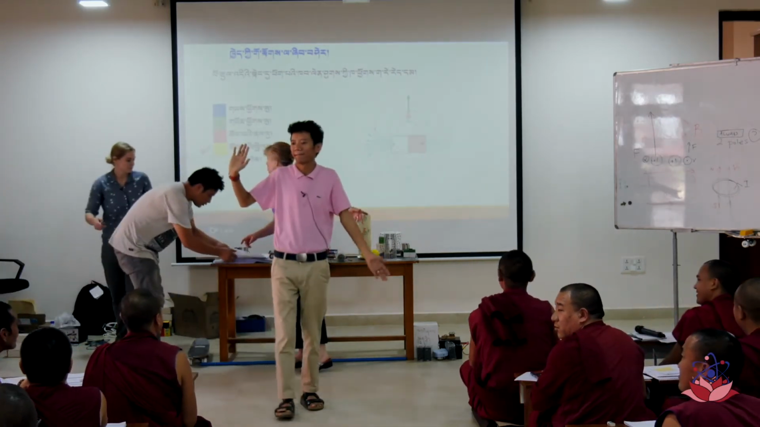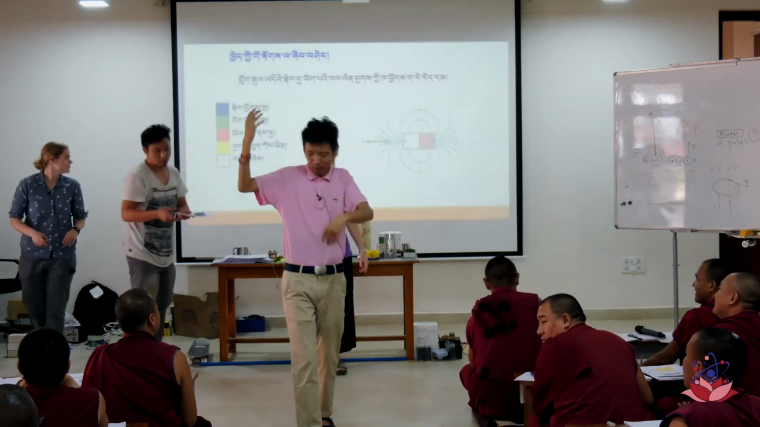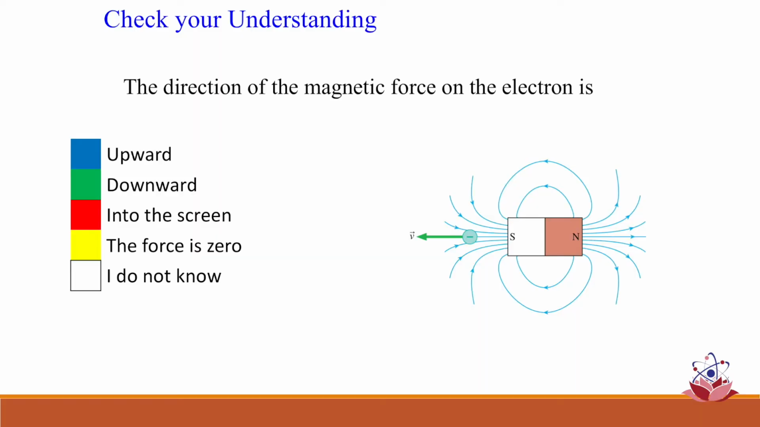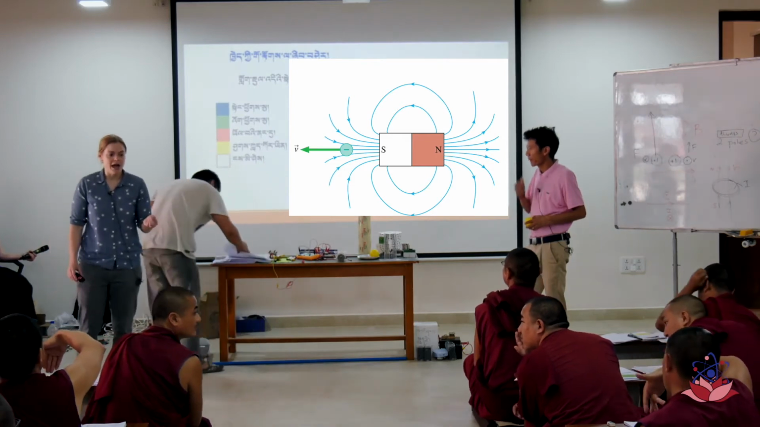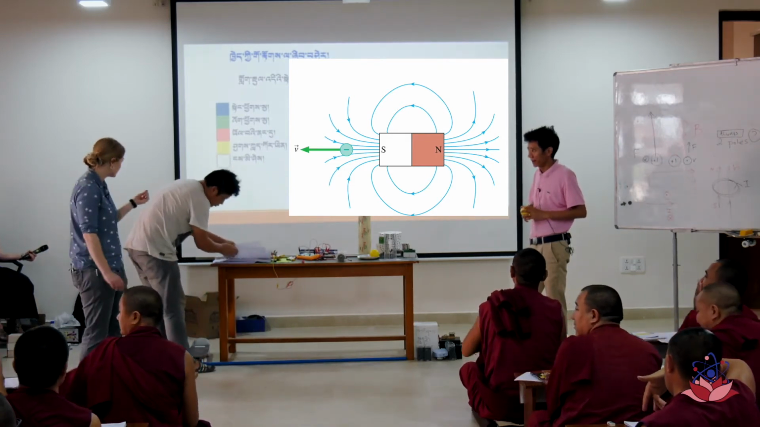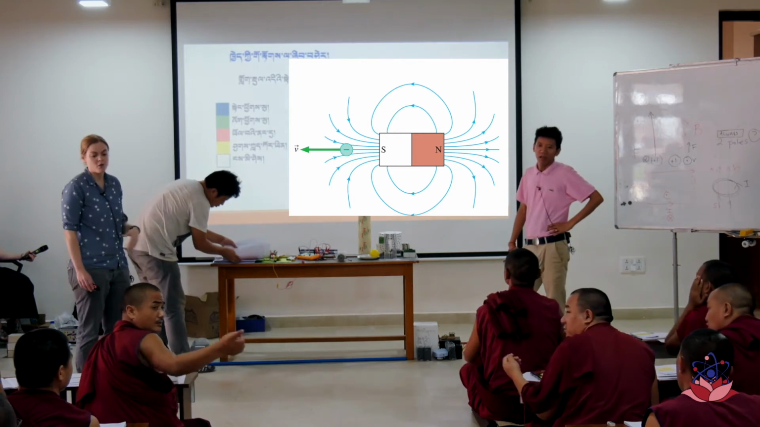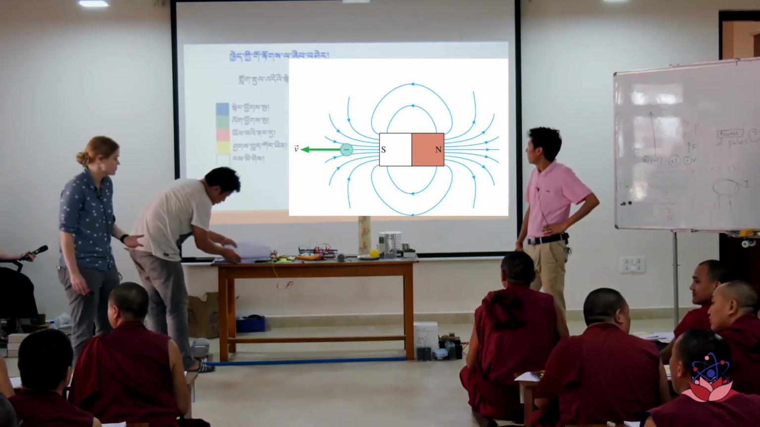So here I have a similar bar magnet, and the field lines are also indicated, but now I have an electron, and it's at a slightly different position and with a different velocity. So what is the direction of the force on this charge?